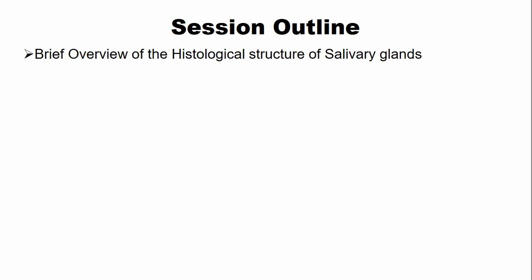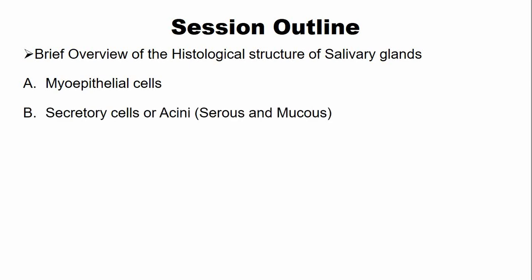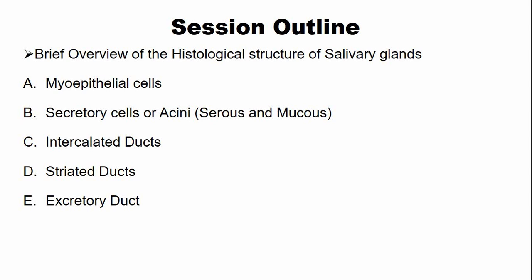The components of the salivary glands that we are going to discuss include myoepithelial cells and secretory acini, and there are two types of secretory acini, serous and mucous acini. We will discuss the ductal system: the intercalated duct, the striated duct, and the excretory duct. All of these structures are surrounded by connective tissue, so we are going to discuss the connective tissue as well.